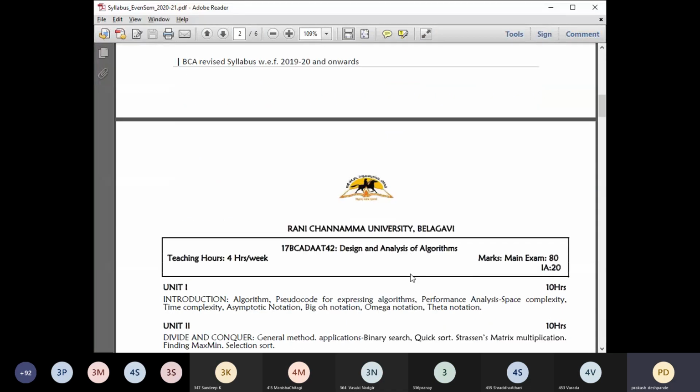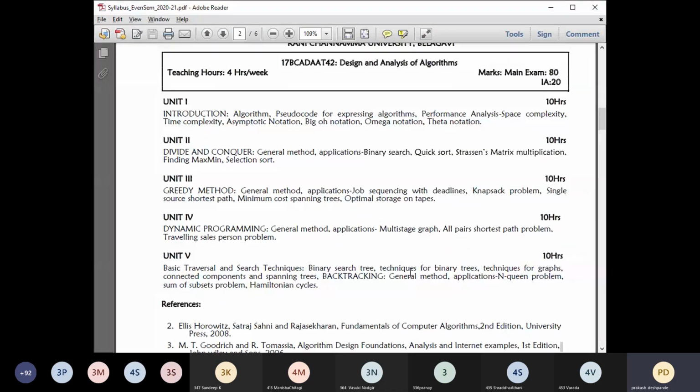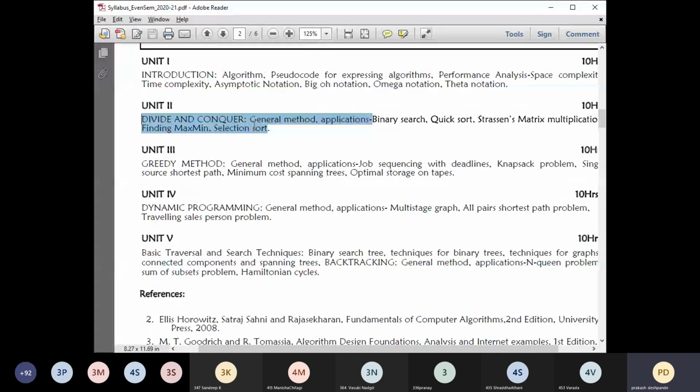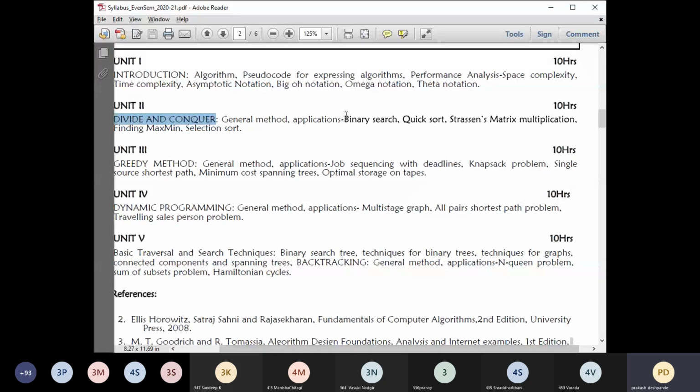Now this is your second unit, right? In the second unit we have the divide and conquer general method, which we just discussed. It involves the algorithm also. Now, applications means that using this divide and conquer method, we have standard problems. Those standard problems are what? Binary search, that is searching for a given element in a given set of values. Quick sort deals with sorting the elements in a given set of values.